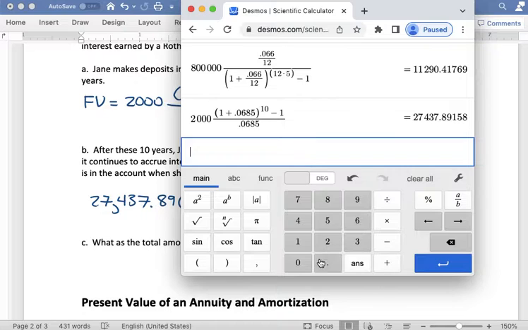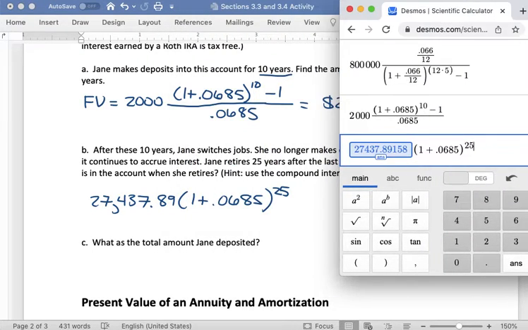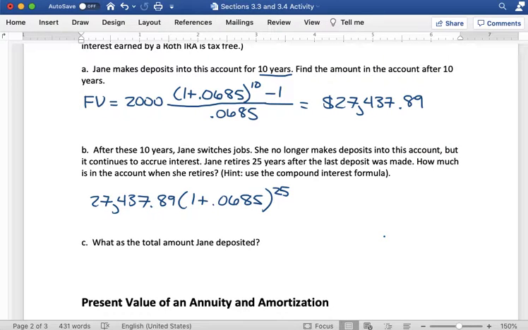So what I like to do in this case is use the answer button to pull in my answer from the previous problem. And then I have 1 plus 0.0685 raised to the 25th power. So I'm going to have $143,785.10. So let me write that here.